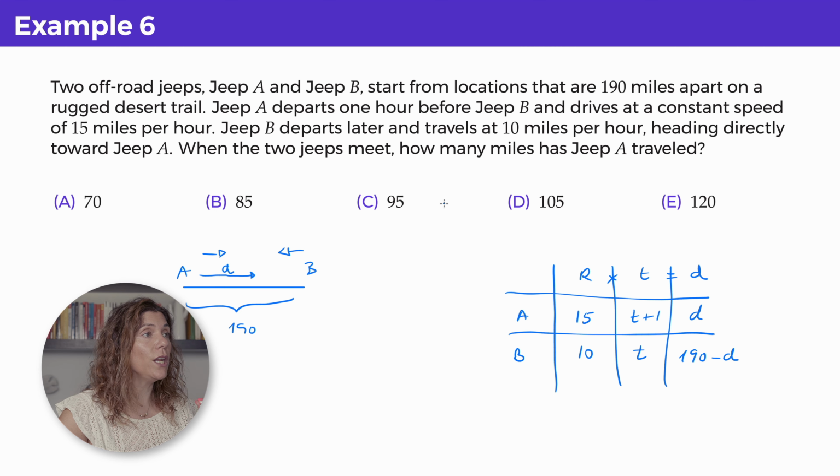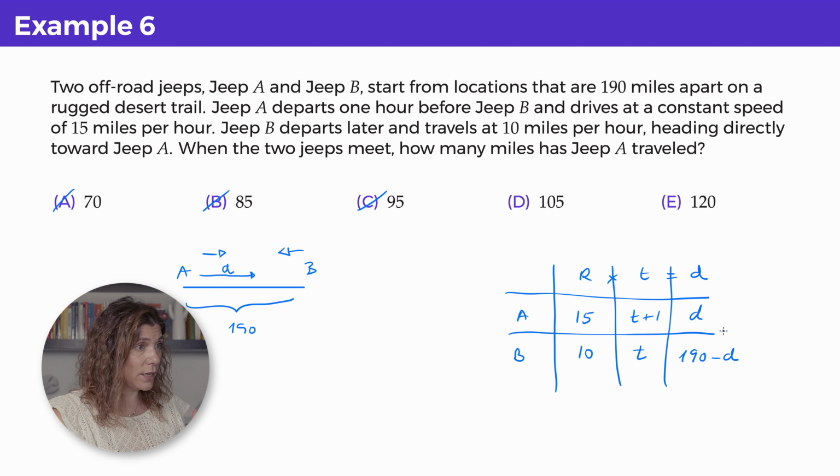So what you know here is that Jeep A departed 1 hour before and was traveling at 15 miles per hour, so 5 miles per hour faster than Jeep B. So A must have traveled more than half, for sure. So you can securely eliminate answer choices A, B, and C. Now we still have two answer choices.